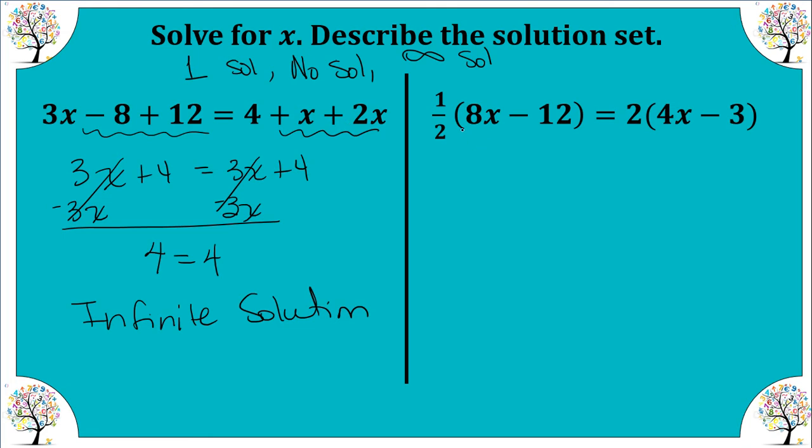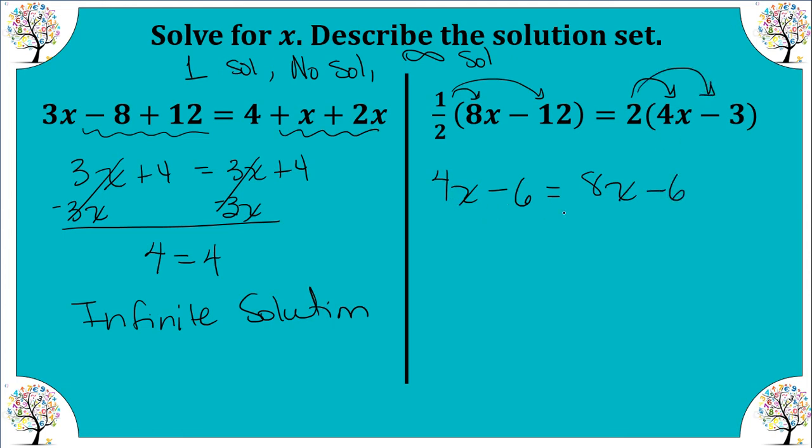Okay, in our next example, we have to distribute 1/2. Multiplying by 1/2 is the same as dividing by 2. So half of 8x is 4x. Half of -12 is -6. We're going to distribute 2. We get 8x minus 6.